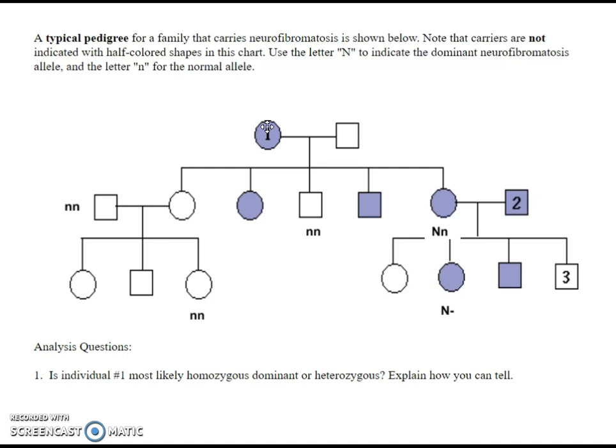Since the spouse of individual one here is unaffected, they must be genotype lowercase n, lowercase n, or homozygous recessive. If individual one were homozygous dominant, all of the offspring would be affected by neurofibromatosis, and we see that they are not. They had five children, and they had 3 who were affected and 2 who were not.